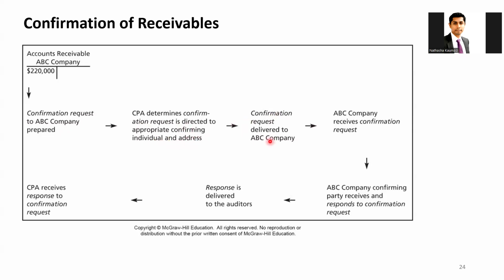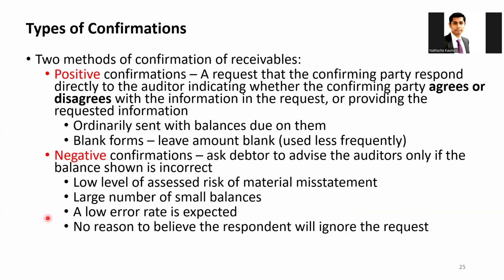Confirmation request delivered. Now our confirmation request has been delivered to the debtor. ABC company receives the confirmation request. ABC company, the confirming party, receives and responds to the confirmation request. Now, ABC company is replying to our request. The response is delivered to the auditors. Very important, not to the client, but to the auditors. The CPA receives the response to the confirmation request. So that is how usually the process goes.